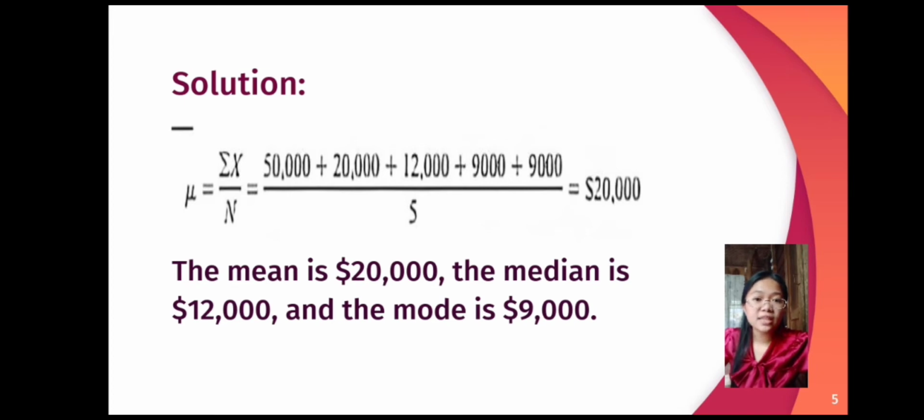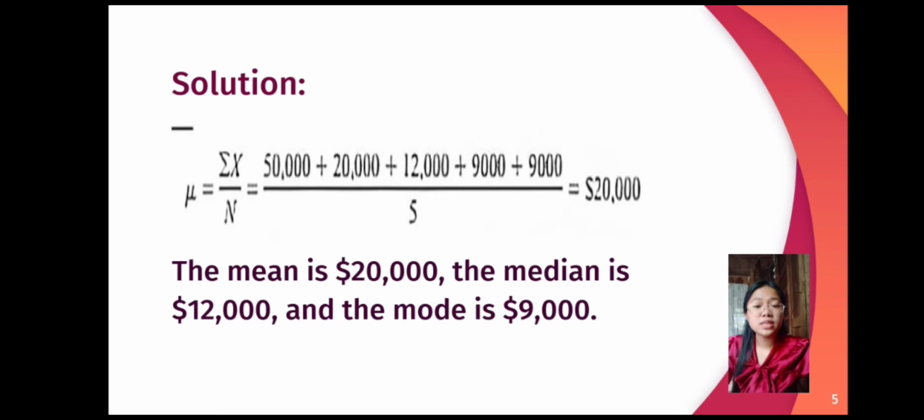So if we get the summation of x, it would equal $100,000. We will divide it by 5 since the total number of values in the population is 5. And our mean here will be $20,000. Median would be $12,000 and our mode would be $9,000, which occurred the most often in the data set.